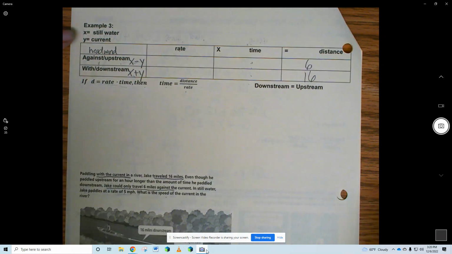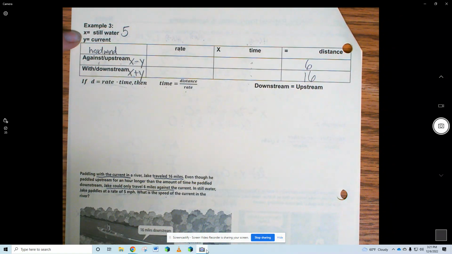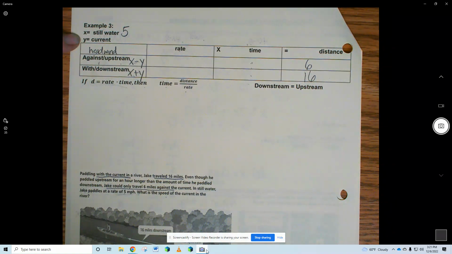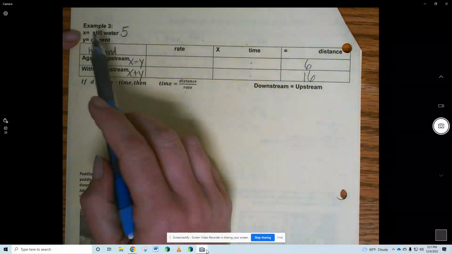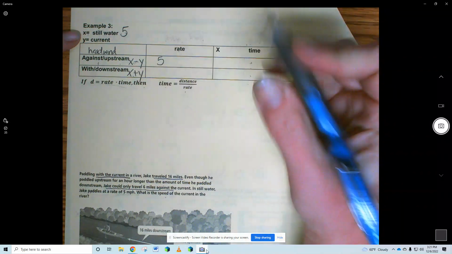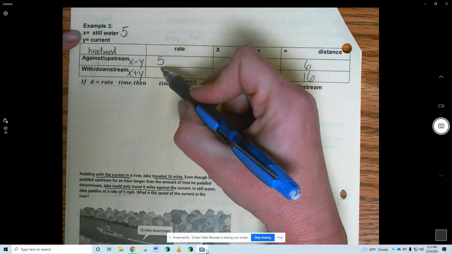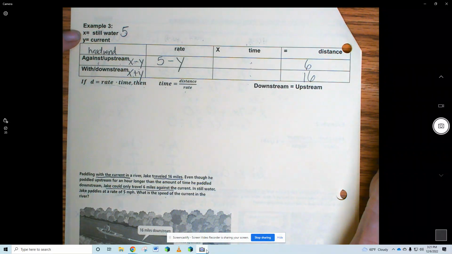Okay. Up here in still water, he travels 5. I know still water is going to be a 5. I don't know how fast the current is going. So basically, instead of x, I'm going to put a 5. So for rate, it's not going to be x minus y. It's going to be 5 minus y because my still water is x, and that's 5.